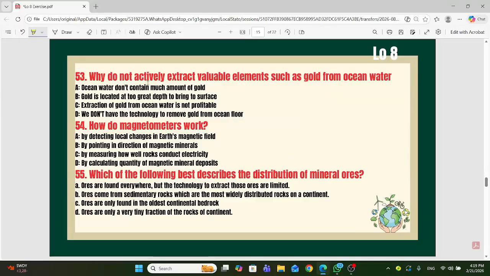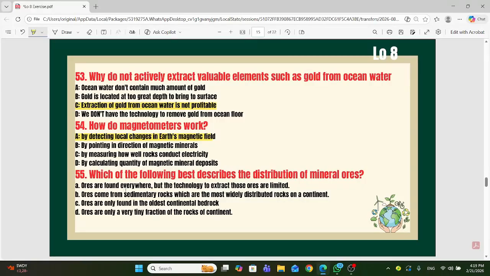Why can we actively extract valuable elements such as gold from ocean water? Ocean water doesn't contain much gold, or gold is located at depths too great to bring to the surface, or extraction of gold from ocean water isn't profitable. Or, how does a magnetometer work? By detecting local changes in Earth's magnetic field.